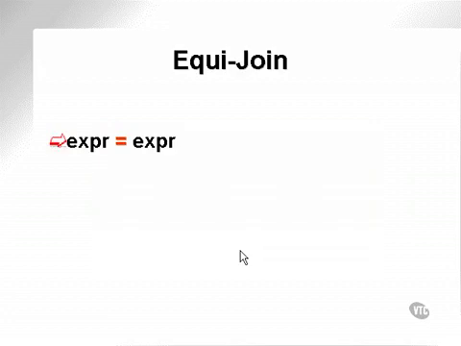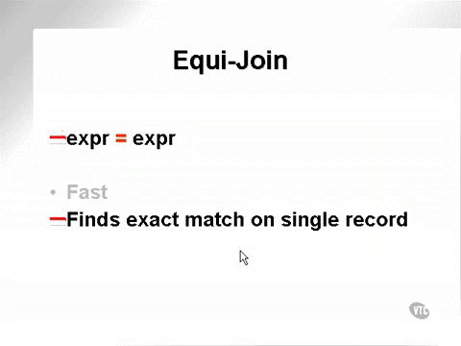An equijoin sets an expression equal to an expression or asks if an expression is equal to an expression. This is very fast. Why? Because it finds an exact match on a single record. It goes straight into an index and finds one record with 4 discretes through a B tree, uses the row ID to go to the table, and finds the exact record. It's the fastest method of searching, and obviously the fastest method of joining.